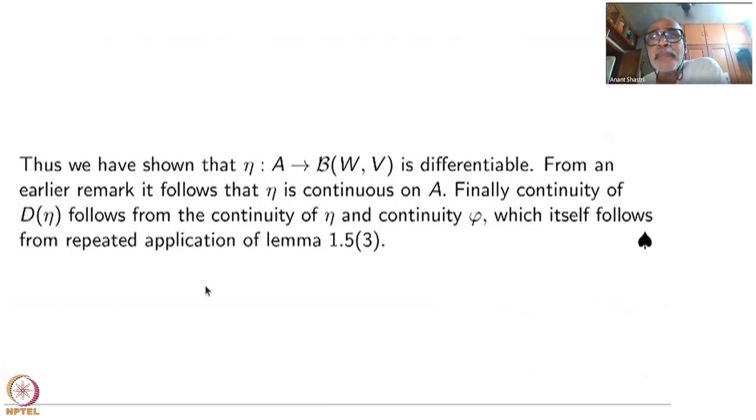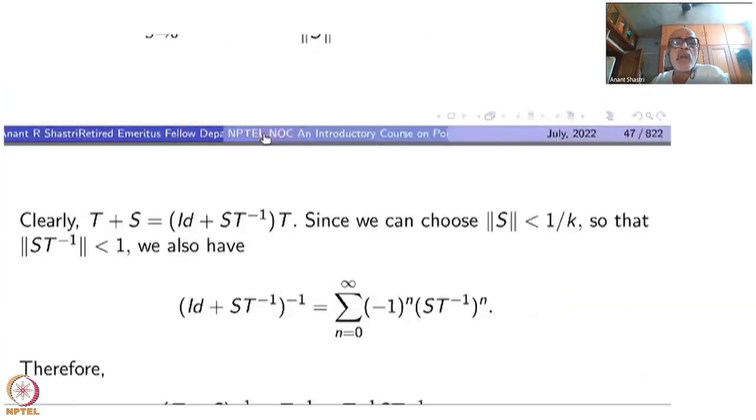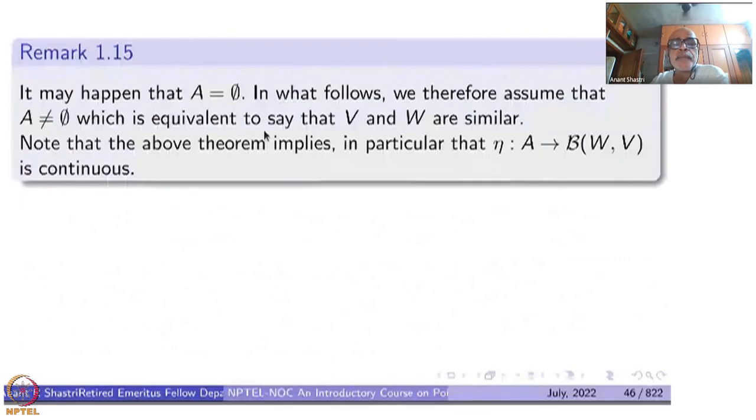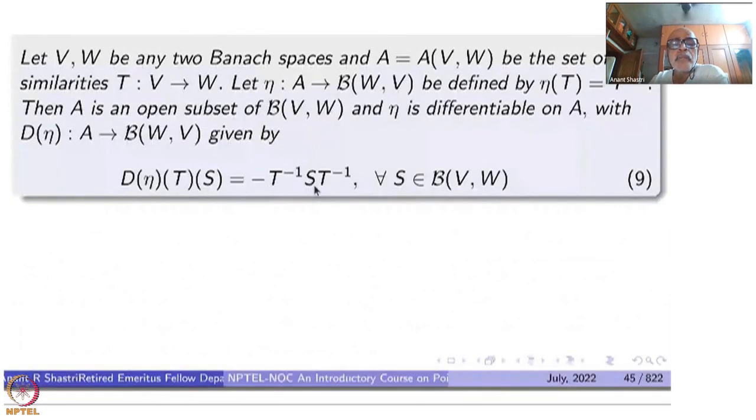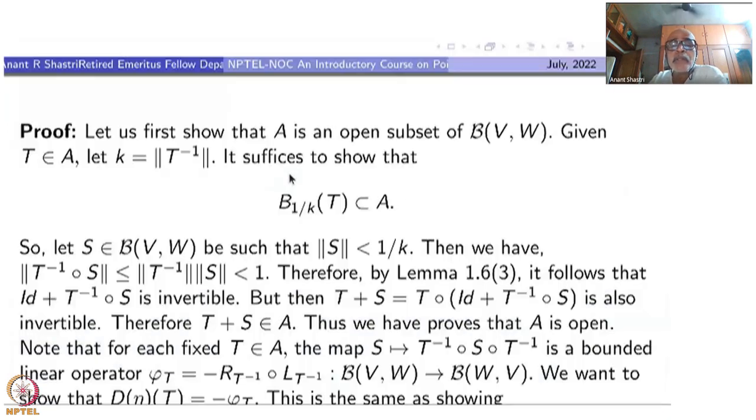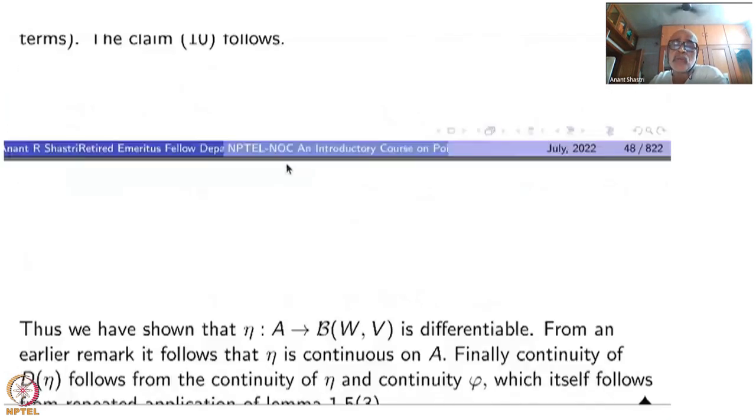Okay? Eta is continuous. How to show that d eta is continuous? Now we have a formula for d eta. Look at the formula. The formula says d eta is given by minus T^{-1} on the left, T^{-1} on the right. So there is a minus sign, doesn't matter. So is this continuous? That's phi at T for us, right? T going to T^{-1} is continuous. Multiplication is continuous, left and right side is continuous and so on. This is what we are seeing. Therefore, continuity of d eta also follows.